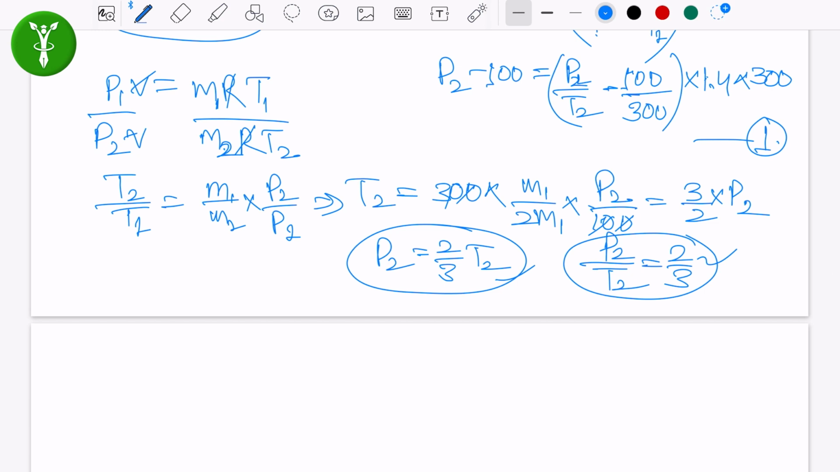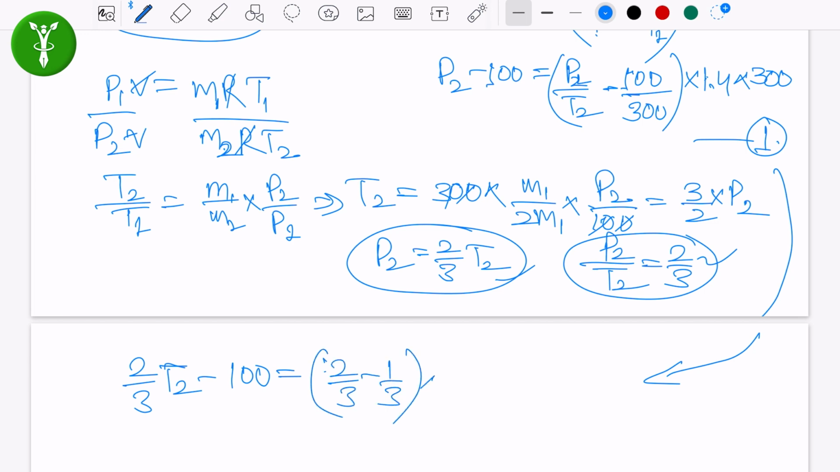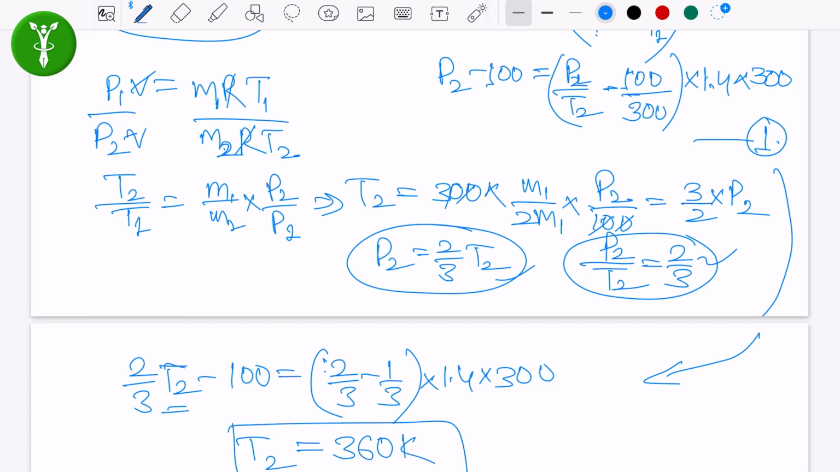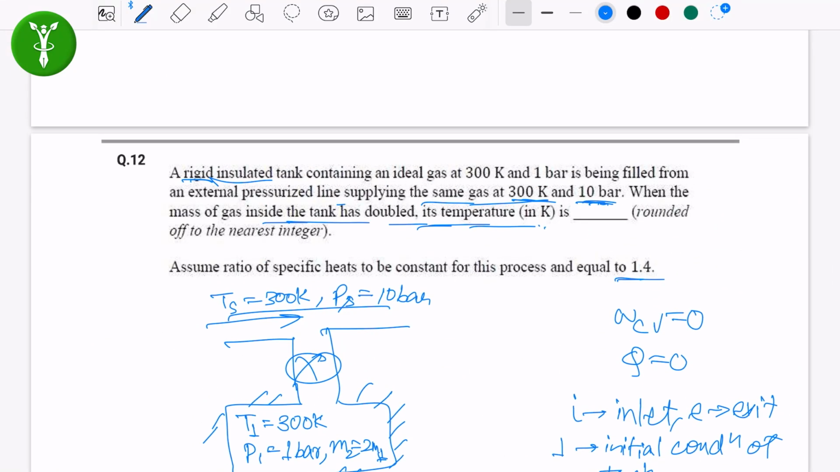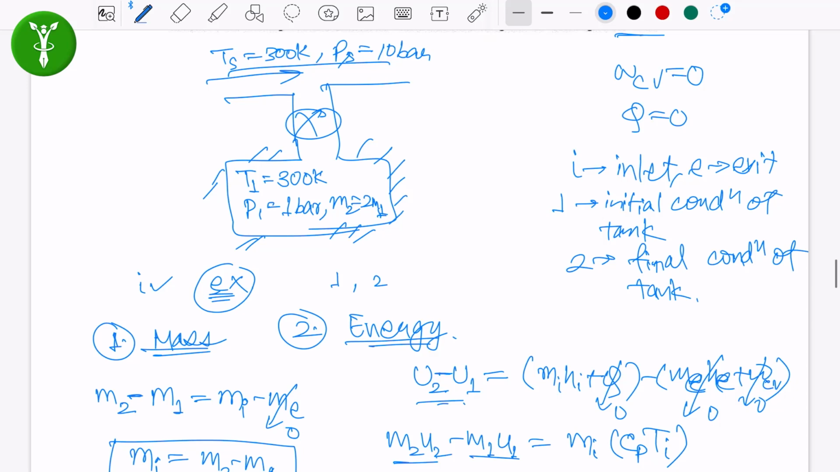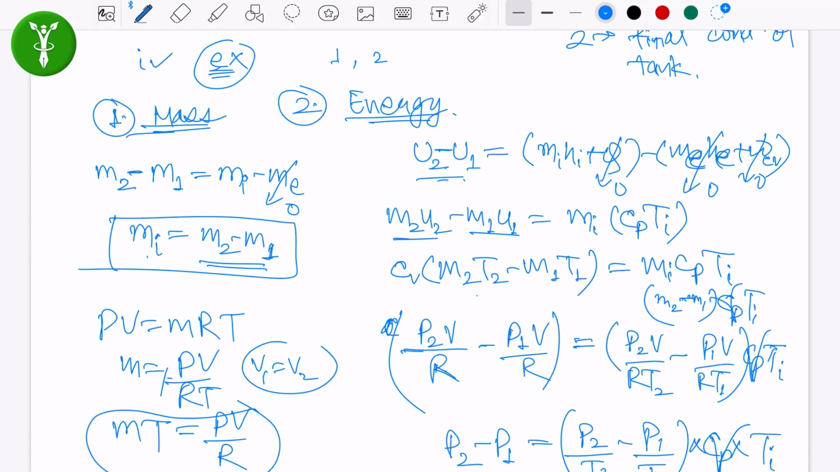What will we get? We can write P2 as 2 by 3 times T2, minus 100, is equal to 1.4 into 300, and if we solve this, T2 is the only unknown; it will come out around 360 Kelvin. So in unsteady flow problems, we have to concentrate only on two things: first the law of conservation of mass and then energy. Those equations are sufficient.